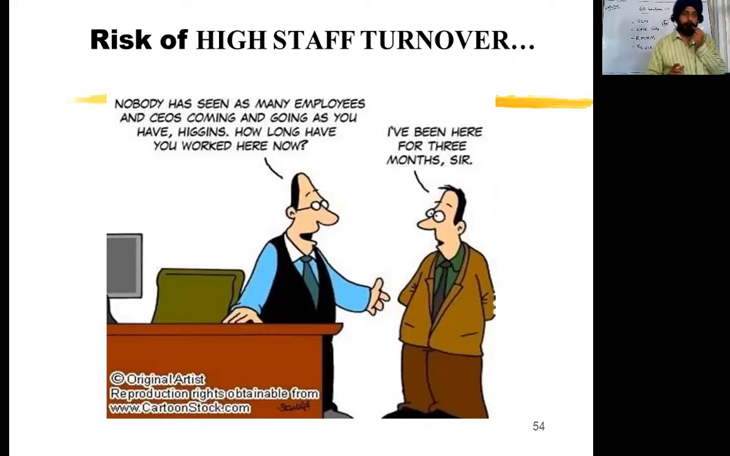I've been here for 3 months, sir. You cannot build an interaction, because just as you start building a relation with somebody, that person has changed. This should not be there, and it is one of the risk factors that your company or your whole process is at risk.